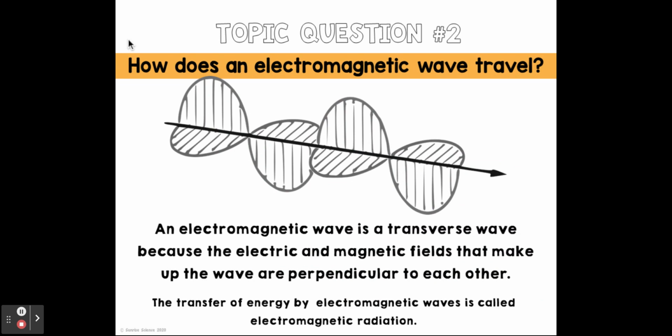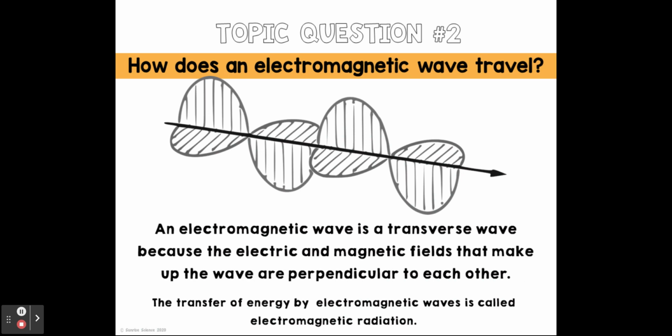So here's the picture. How does an electromagnetic wave travel? An electromagnetic wave is a transverse wave because the electric and the magnetic fields that make up the wave are perpendicular to each other. We talked about that yesterday in the notes we did in class: when you have a transverse wave, the wave is traveling in one direction, but the particles are moving in a different direction, kind of perpendicular.